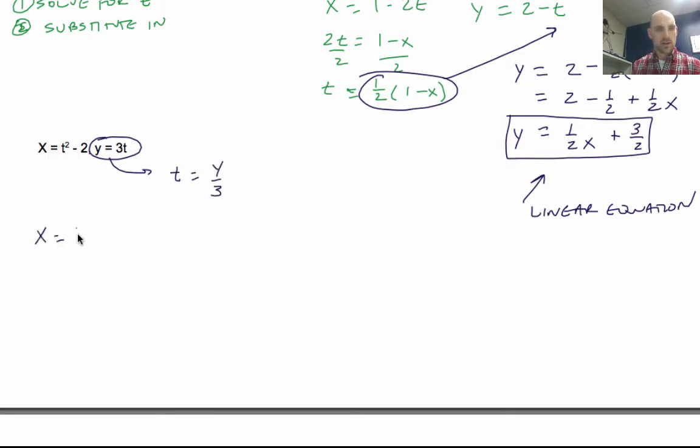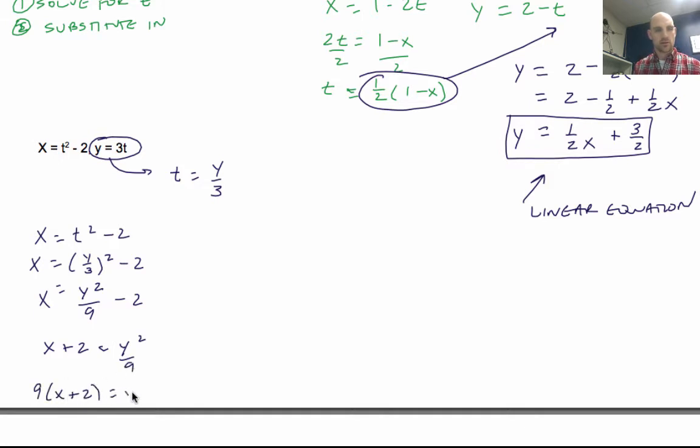X is equal to t squared minus 2. So x is equal to y over 3 squared minus 2, which is y squared over 9 minus 2. And then I'm going to say x plus 2 is equal to y squared over 9. And so 9 times x plus 2 is equal to y squared. Watch what happens. Y squared is equal to 9 times x plus 2.